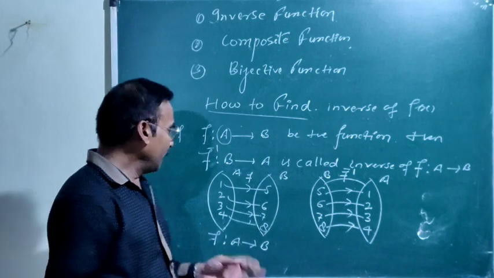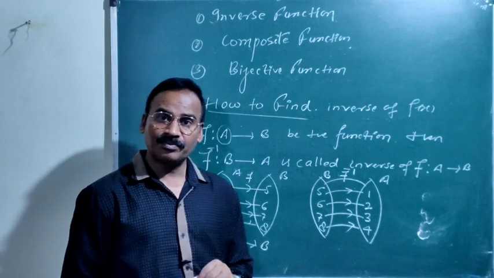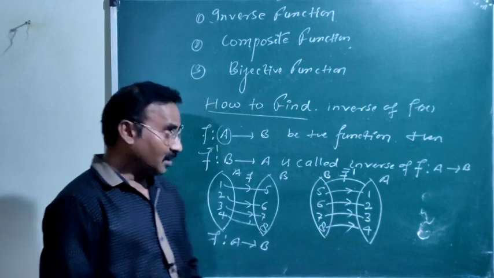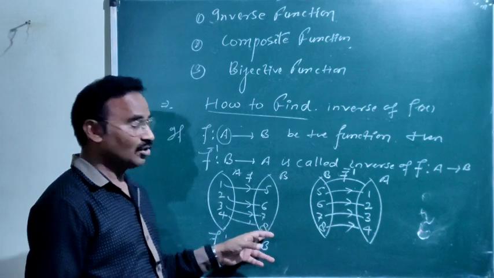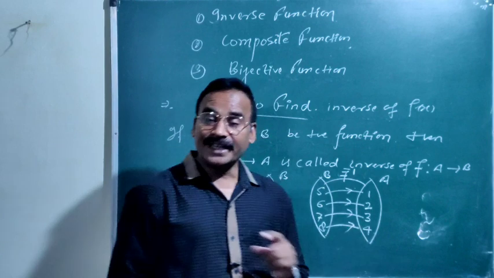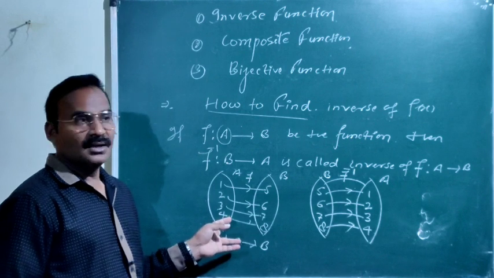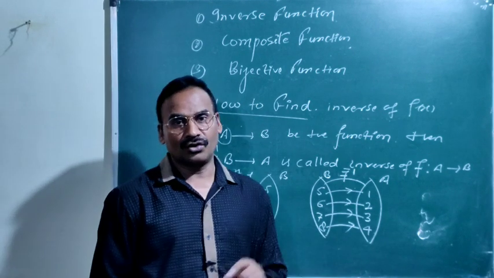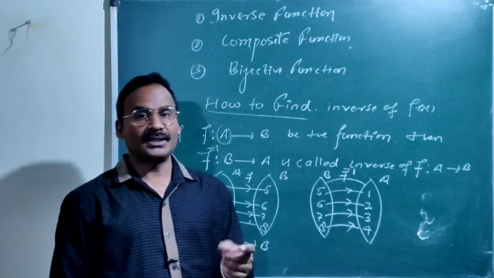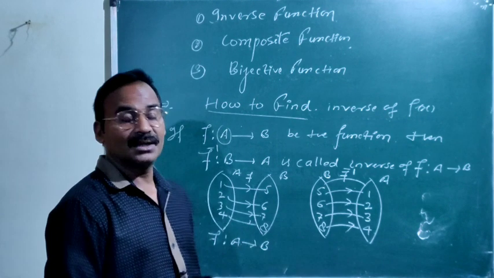Simple definition: in f from A to B, the domain is 1 2 3 4, the range is 5 6 7 8. But in the inverse function, the domain is 5 6 7 8, which is the range of the function f, and 1 2 3 4 is the range of the inverse function. It is the domain of the function. This is the main important factor performed in the inverse function: the domain of the function will be the range of f inverse, and the range of the function will be the domain of the inverse function.